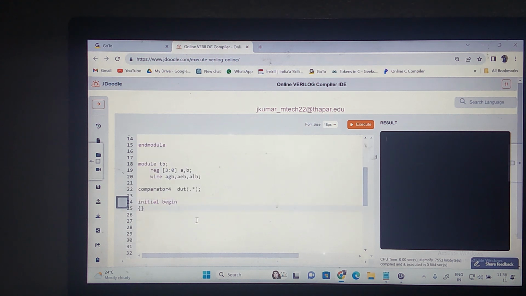Let us randomize it. A comma B is equal to dollar symbol, concatenation operator, dollar symbol random. Let me use some delay. Then dollar display. A is equal to percentage b. Then tab space. B is equal to percentage b. Tab space. A greater than B is equal to percentage b. Tab space, A equal to B percentage b. Tab space. Then A less than B is equal to percentage b. What argument I need to pass? A comma B comma A greater than B comma A equal to B comma A less than B. Then end it.